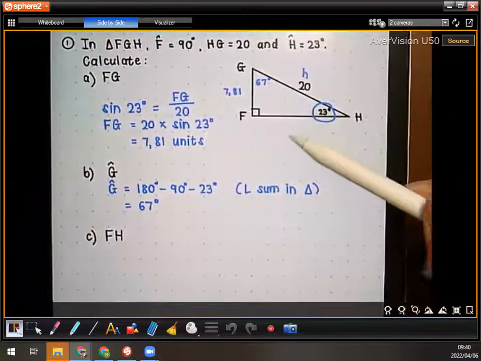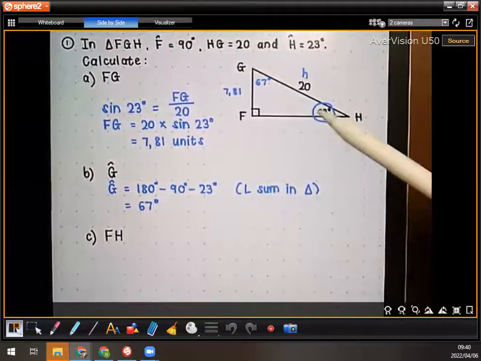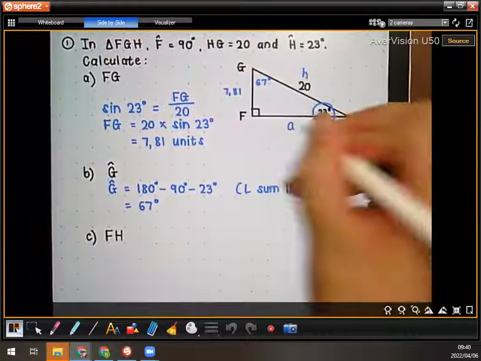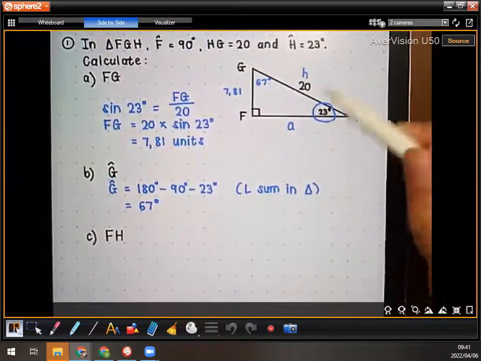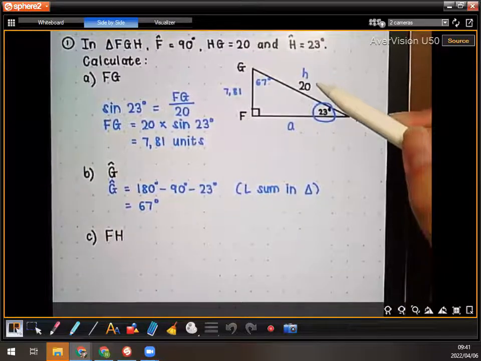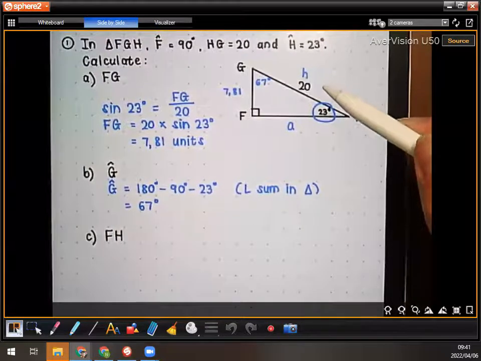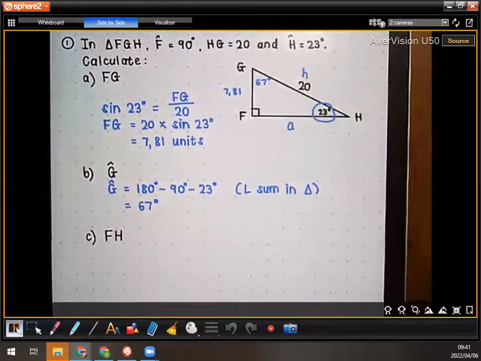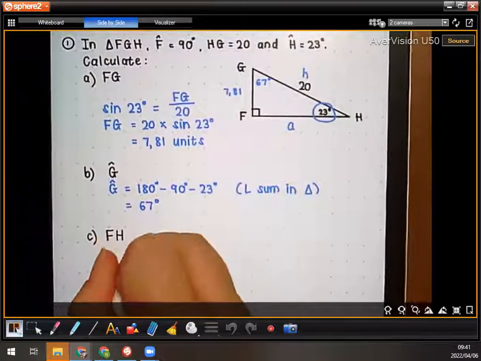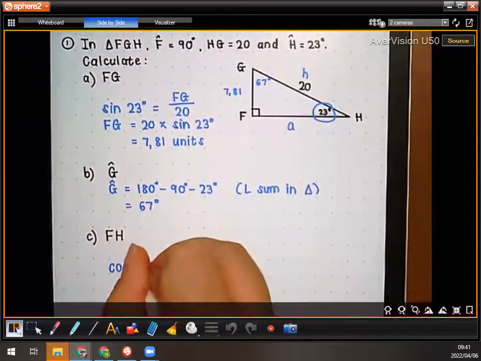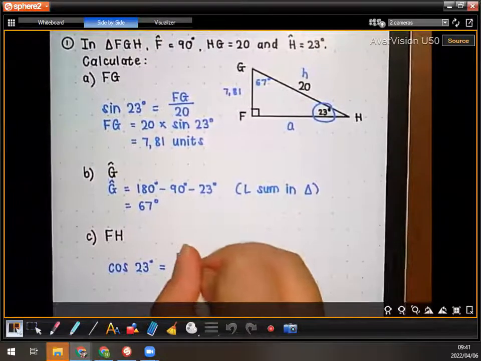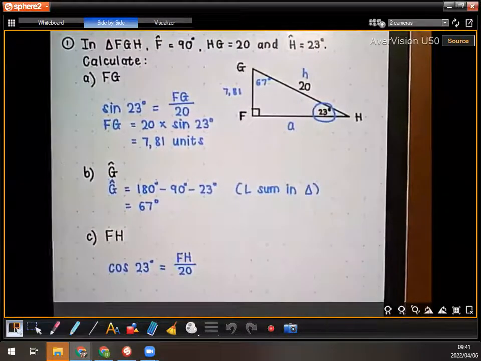It is now the adjacent side. You guys remember that word, adjacent? Okay, so we can fill that in there. This is the adjacent side. And we have the hypotenuse, right? That's also something that was given. So which trig ratio works with adjacent and hypotenuse? Cos. So we can say cos of 23 degrees is equal to FH over 20.